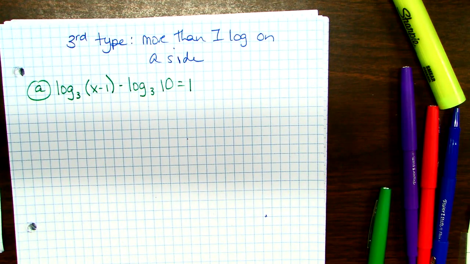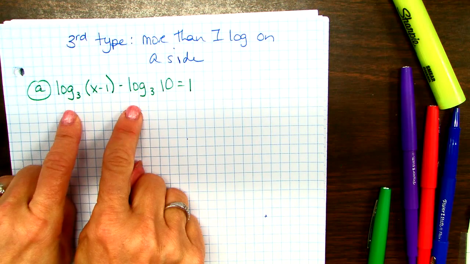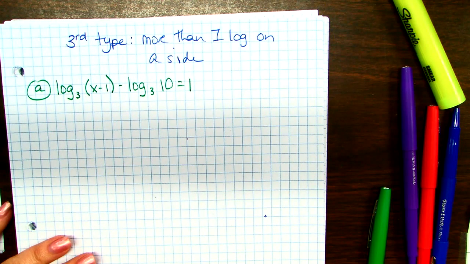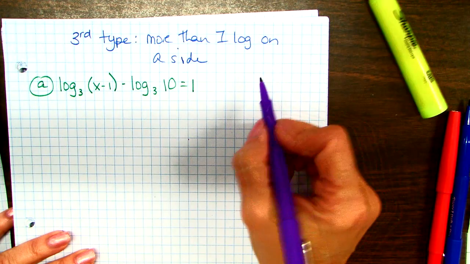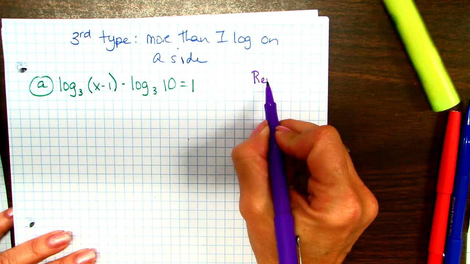So this is more than 1 log on a side. See how there's 2 logs on one side of the equal sign? That is the third and final type. So we need to remember the properties.